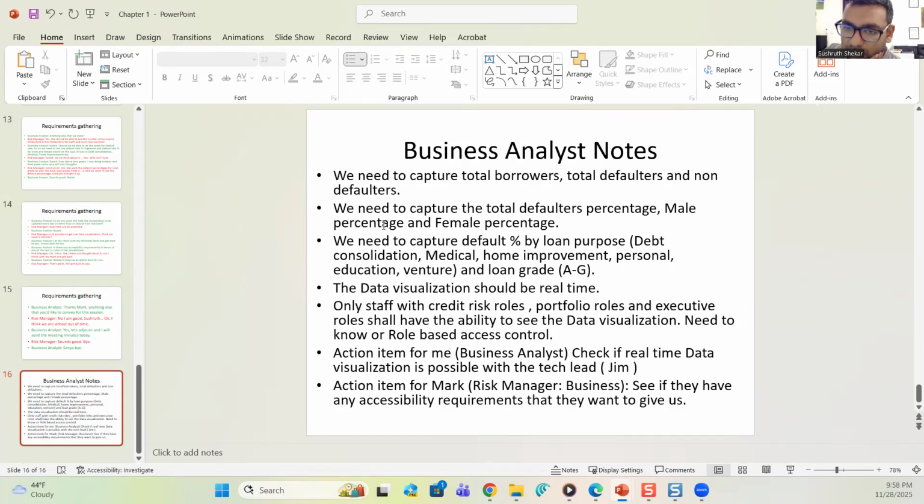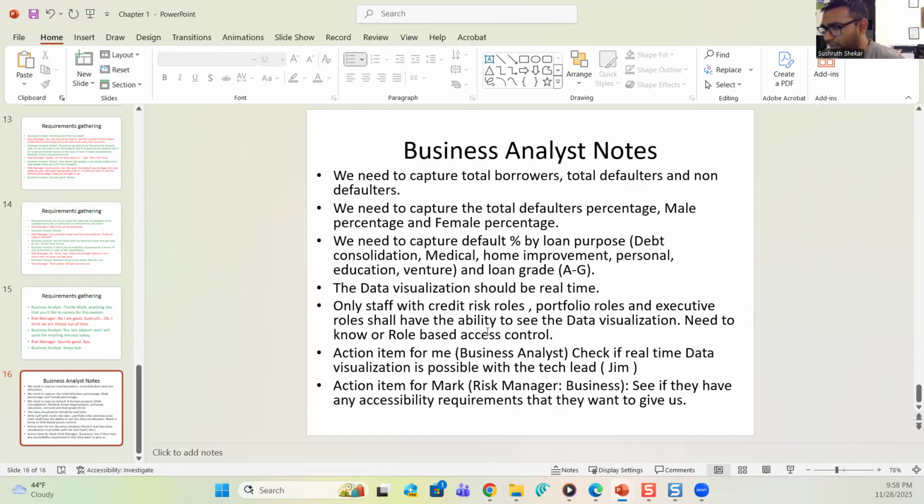Finally, after this meeting, if you are not recording the session, this is what you will have. We need to capture total borrowers, total defaulters and non-defaulters. We need to capture total defaulters percentage, male percentage and female percentage. We need to capture default percentage by loan purpose: debt consolidation, medical, home improvement, personal, education, venture, and loan grade A to G. The data visualization should be real time.